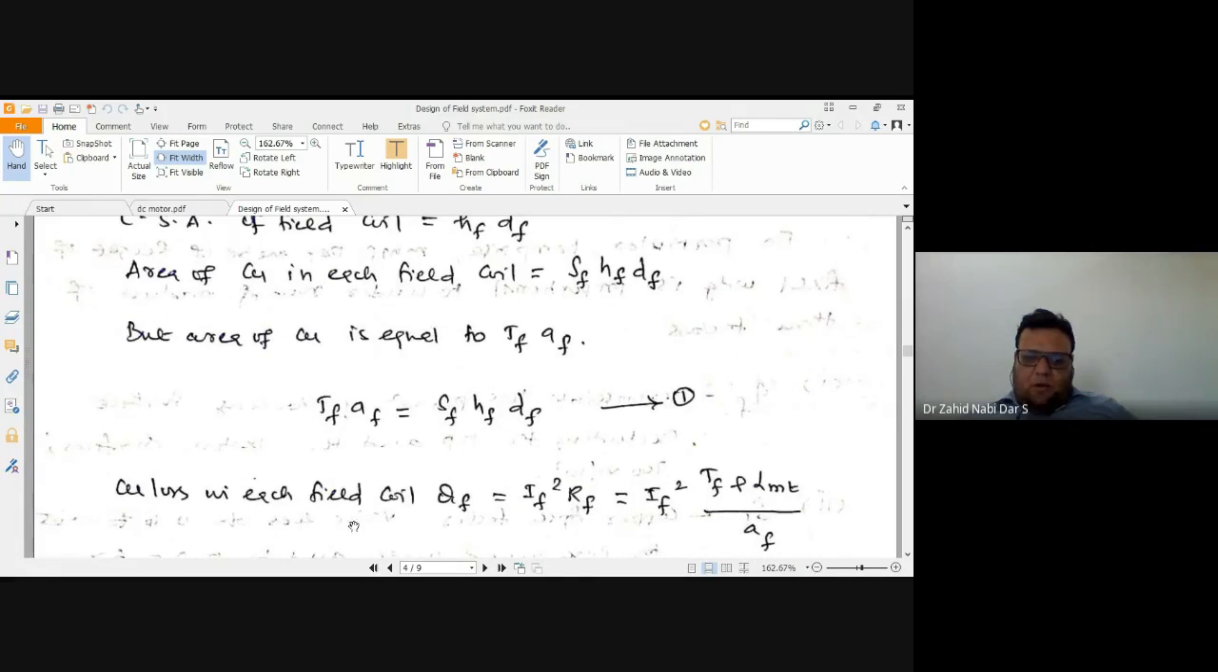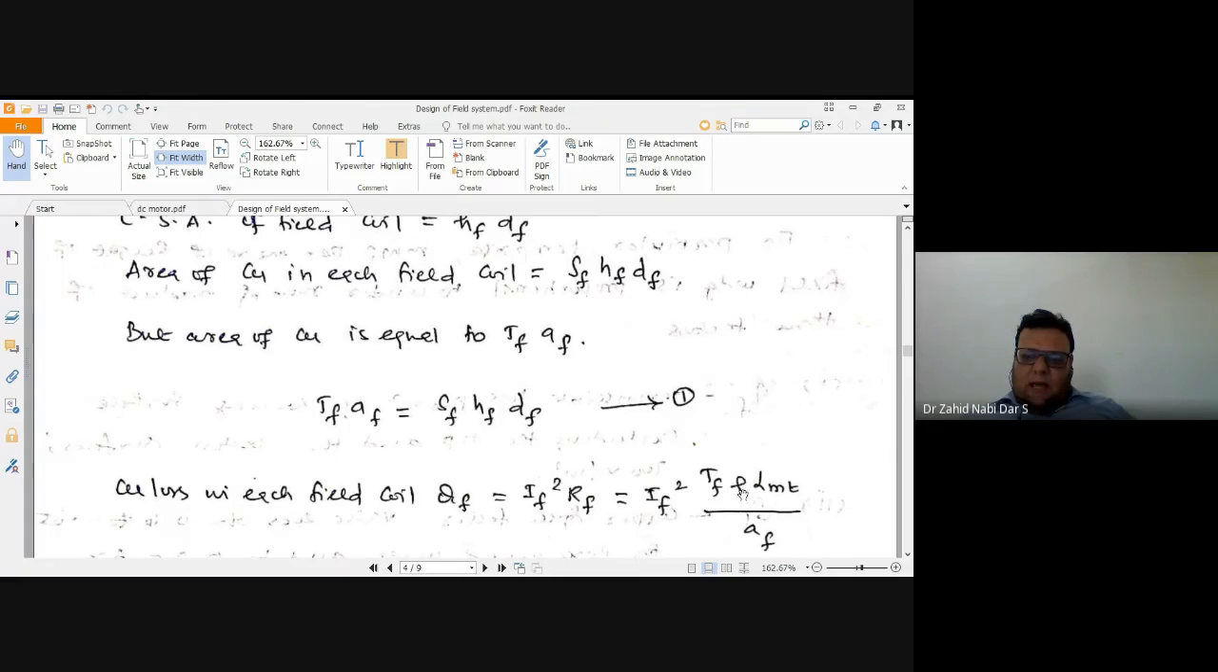Now your copper loss in each field coil, that is your θF, that is IF square into R, that is the I square R loss. So IF square is as it is, R you have to express. Now IF square R, how is he expressing? Rho L by A.